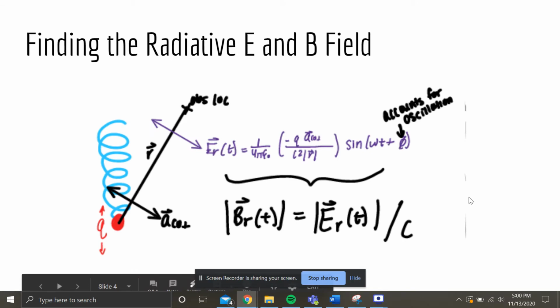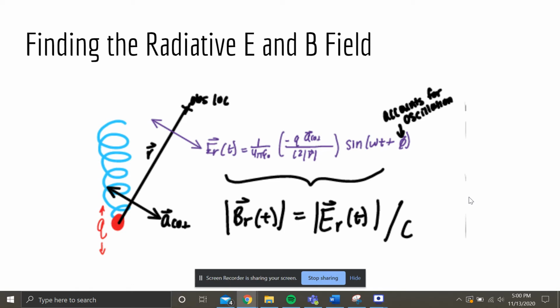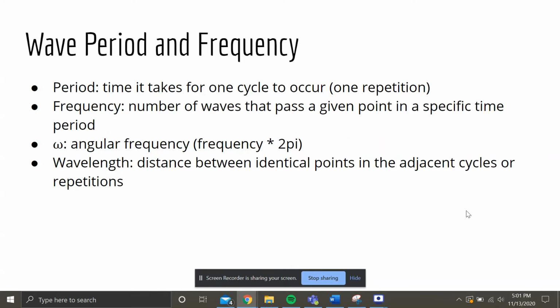To then find the radiative electric field, we have R, the distance between the observation location and the charge source. Then we found the acceleration perpendicular to R and its corresponding radiative electric field. This field oscillates parallel to A sub C perpendicular. And we can use the equation on the slide, and this also gives us the B field, which is just the magnitude of the E field divided by the speed of light. And these two fields are going to be perpendicular to each other.